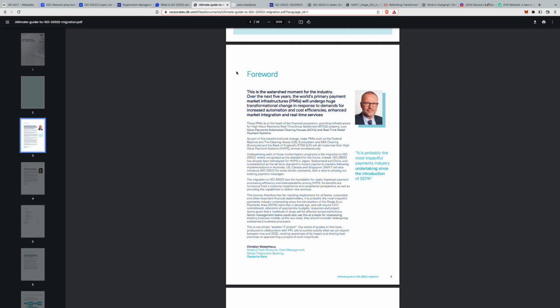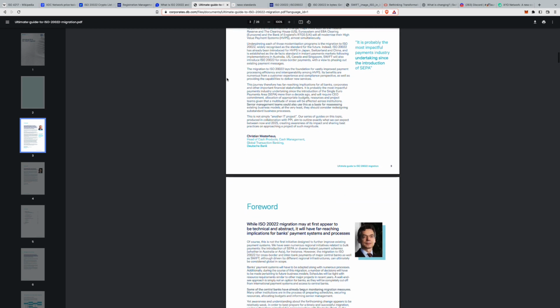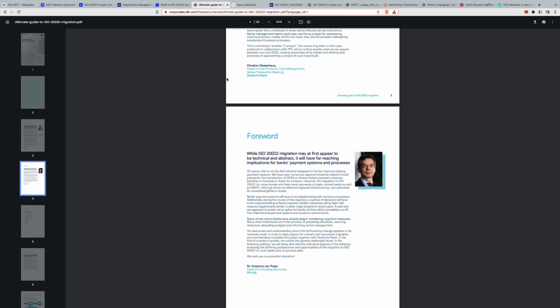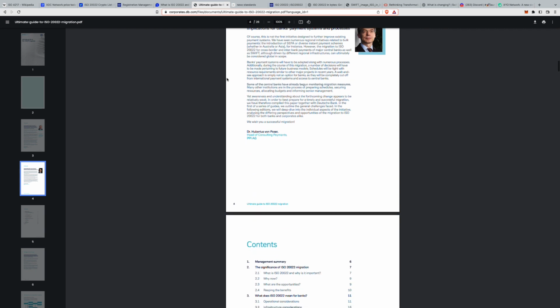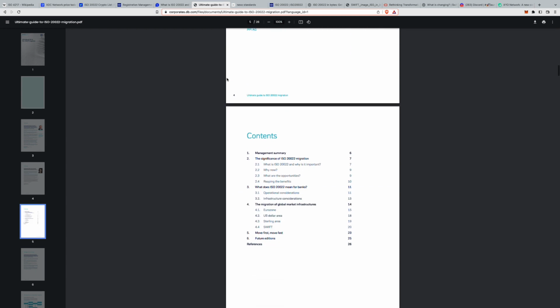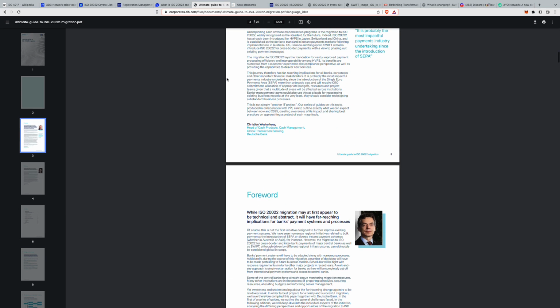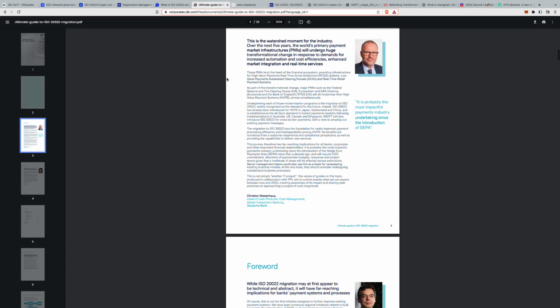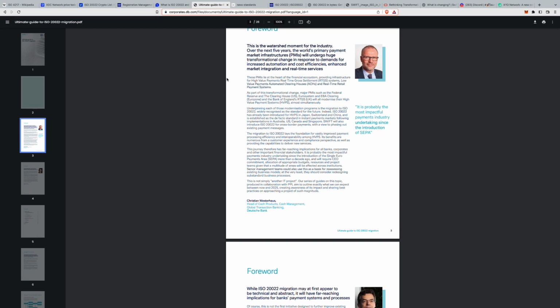Underpinning each of these modernization programs is the migration to ISO 20022, with cross-border payments with a view to phasing out existing payment messages. Exactly what we can expect between now and 2025. So we know when the timeline ends. I mean, 2025, it's like you can dust off your hands and get on your jet, right? Like 2025 is when we should see all these things implemented.